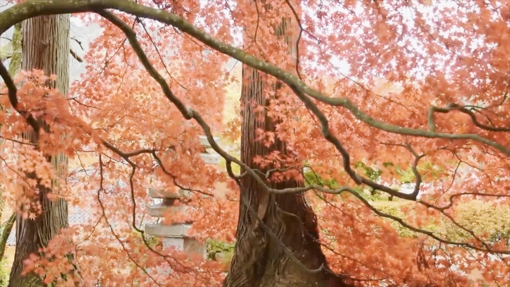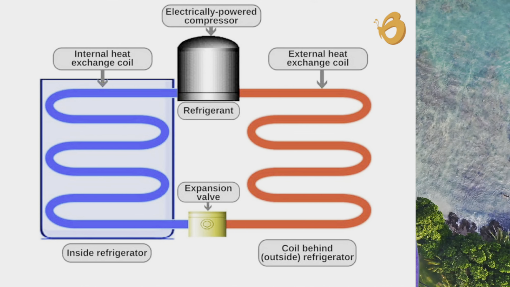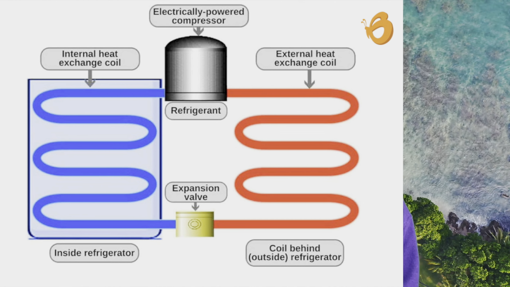Thermal energy always moves from a warmer area to a cooler area. So how can it move from the cooler refrigerator to the warm room? The answer is work. A refrigerator does work to transfer thermal energy this way. Doing this work takes energy, which is usually provided by electricity. The key to how a refrigerator or other cooling system works is refrigerant.